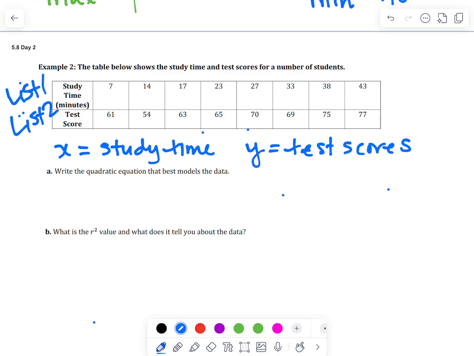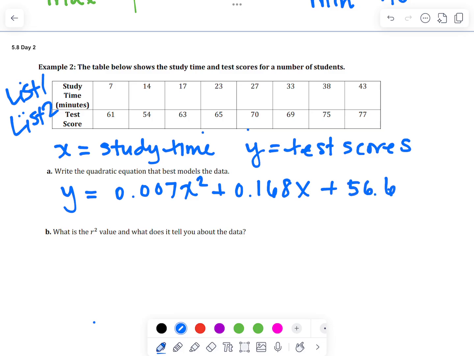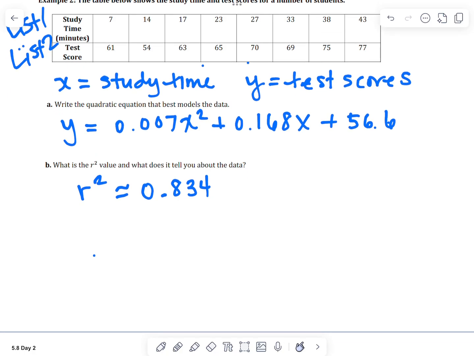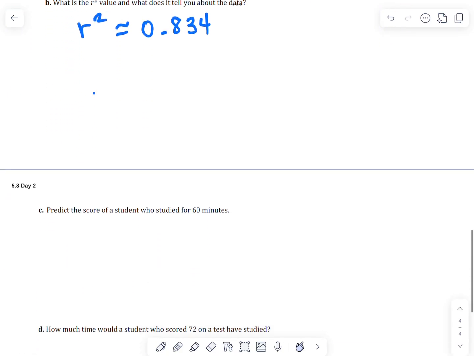I'm just going to round to 3 decimal places for our model. So Y equals 0.007x squared plus 0.168x plus 56.6. Our R squared value, rounding again to 3 decimal places, is 0.834. So not quite as close to 1. So it's not quite as strong of a quadratic model as our previous example.